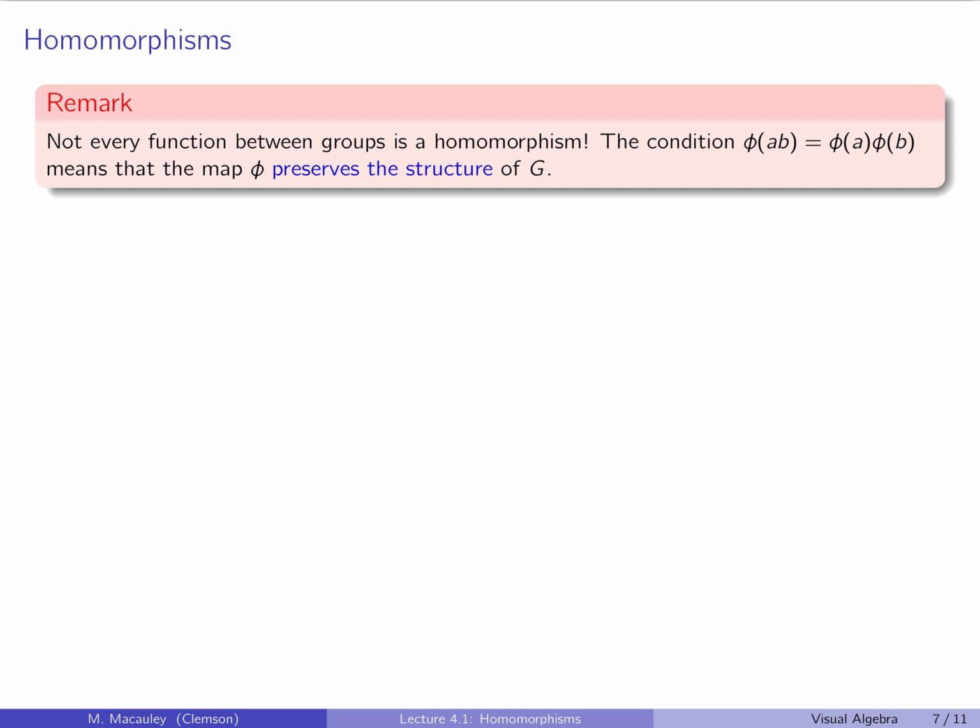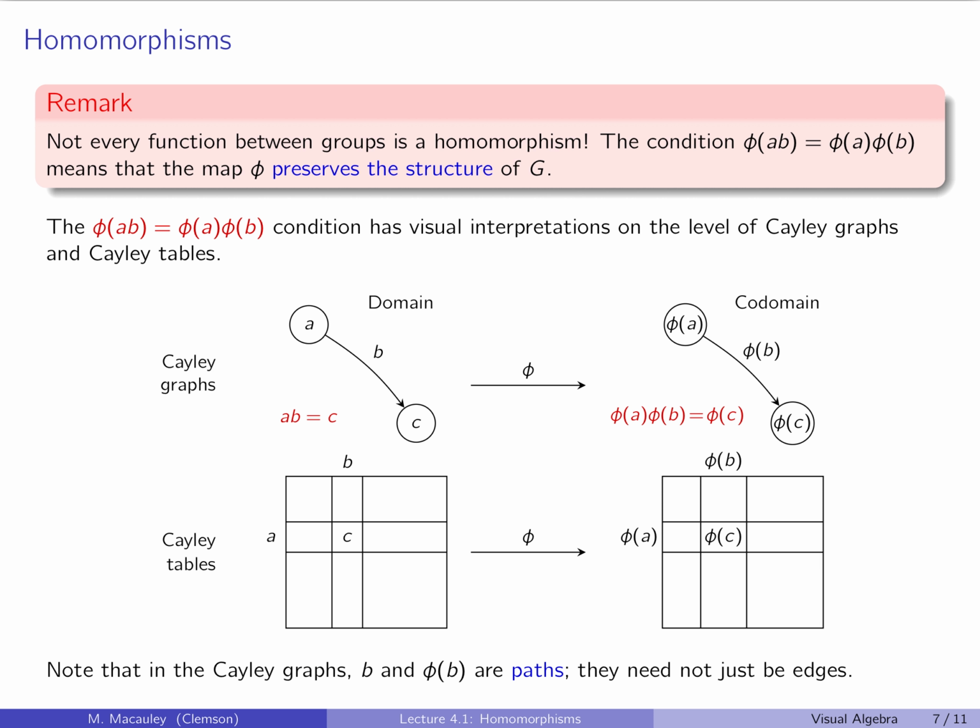In particular, not every function between groups is a homomorphism. The condition phi of AB equals phi of A times phi of B means that the map phi preserves the structure of G. And that's key. But it should in no way be obvious right away why that condition preserves structure. And that's what I want to convince you of next. So I claim that this homomorphism condition, phi of AB equals phi of A times phi of B, has visual interpretations both on the level of Cayley graphs and of Cayley tables. Let's start with the Cayley graph one first.